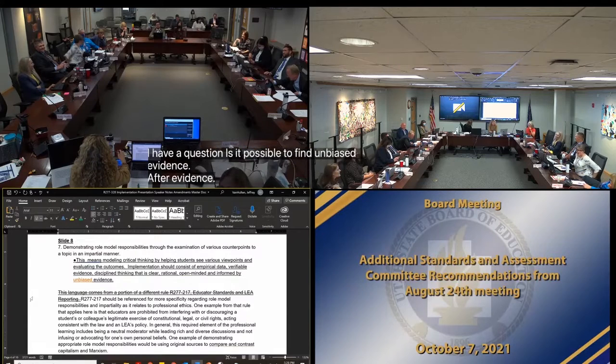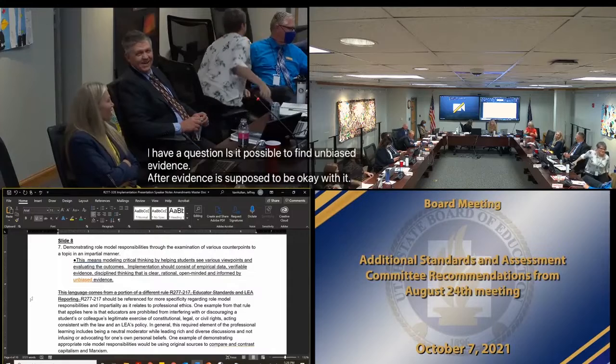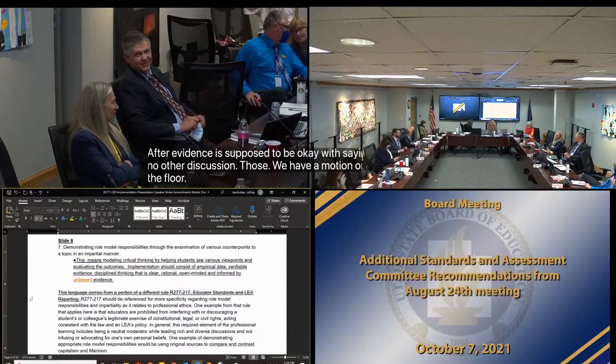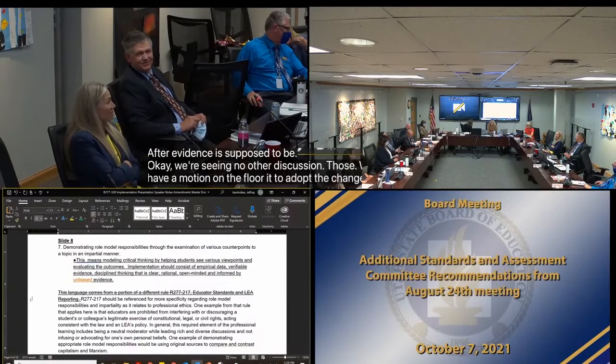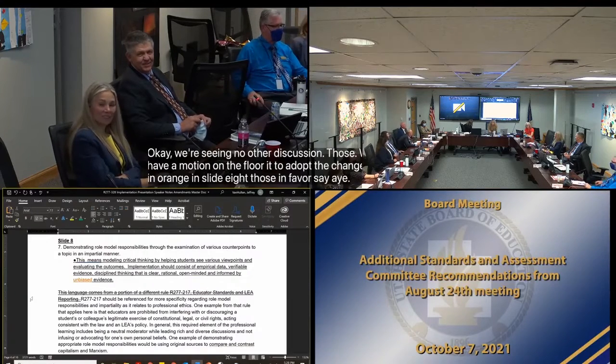Evidence is supposed to be. Okay, we're seeing no other discussion. We have a motion on the floor to adopt the changes in orange in slide 8. Those in favor say aye. Those opposed?